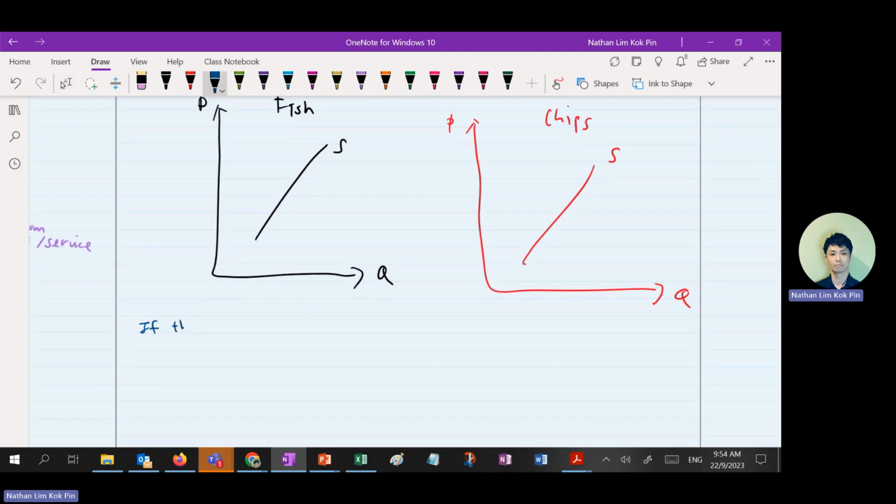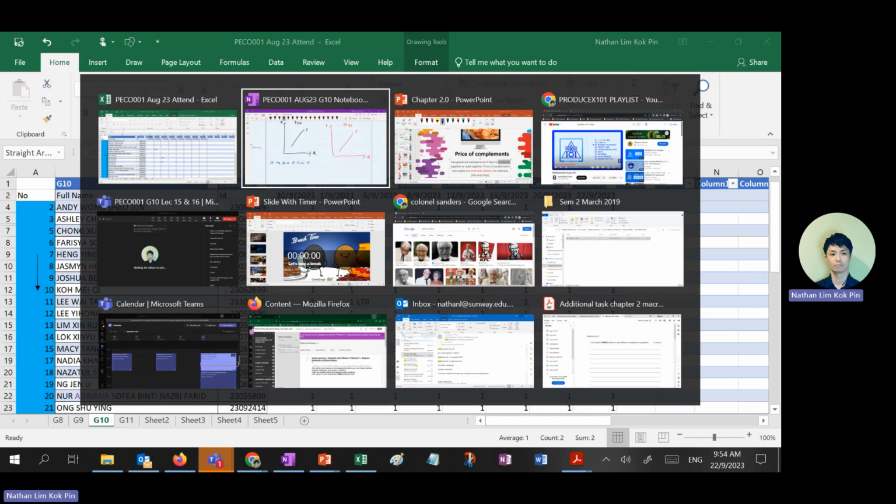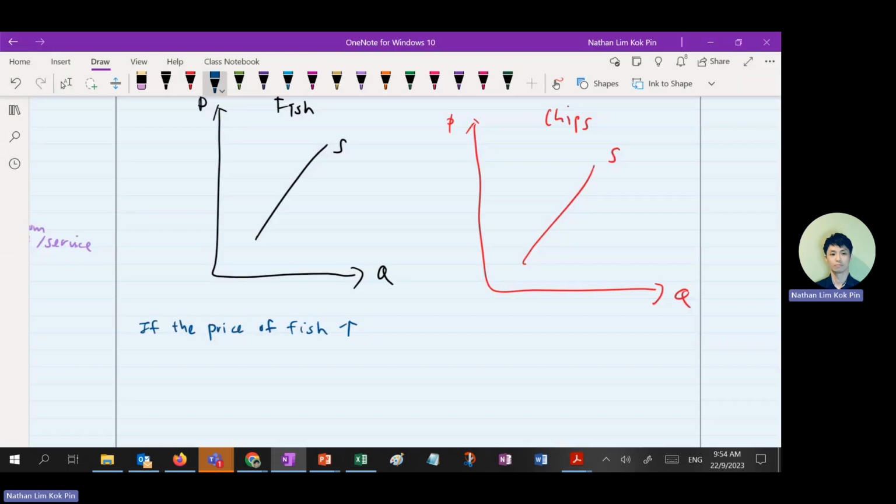If the price of fish increases, what will happen to the supply of fish? Quantity supplied? Yes, increase. You're right, quantity supplied. So same thing, draw, the price goes up. Your manual also put price increase for the complement, so I just follow up. So quantity supplied will increase from Q0 to Q1.